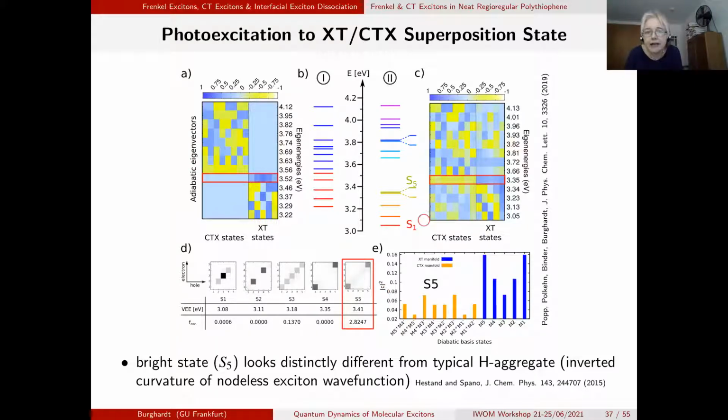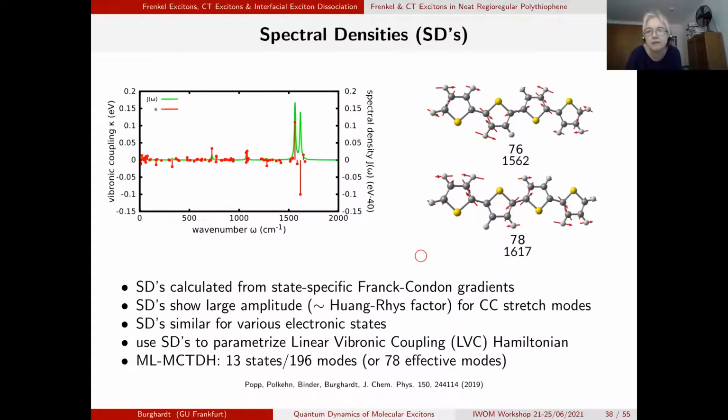We see that even at the Frenkel geometry, there is very strong mixing between Frenkel and charge transfer states. So we go to S5 as the bright state. This bright state now contains a significant admixture of charge transfer states, which gives a significant distortion of the excitonic distribution over the lattice. This is very much in line with what Frank Spano has seen for these systems.